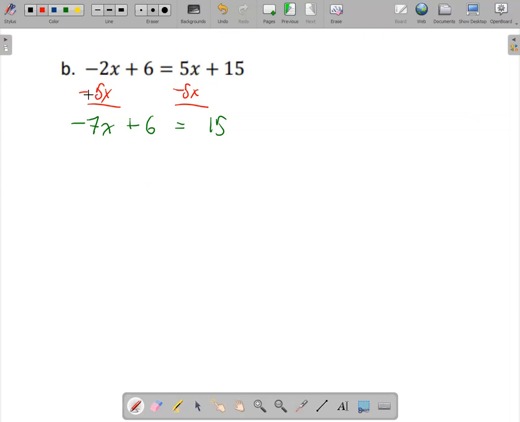So since x's went to the left, numbers without x go to the right. To get rid of a positive 6, I'm going to subtract the 6, and I have to do that on both sides. So plus 6 minus 6 is 0. 0 plus -7x is just -7x, and I don't bother writing down the 0. On the other side, positive 15, lose 6, positive 9. And then almost last step, to get rid of the -7 times, we divide by -7.